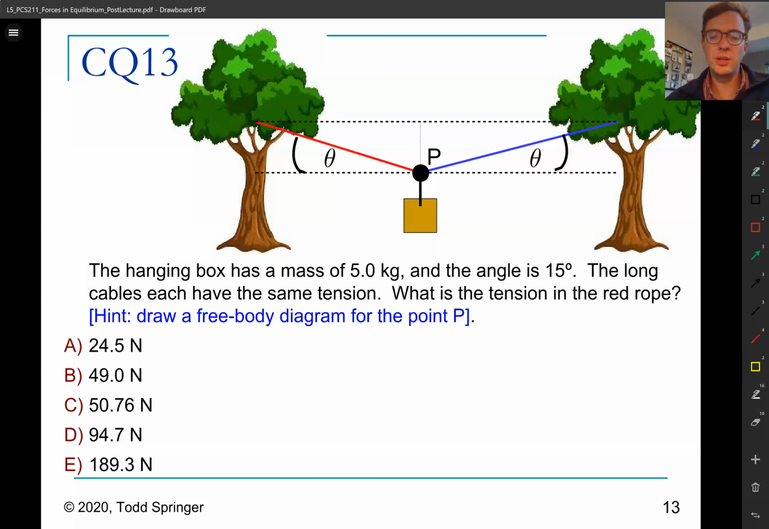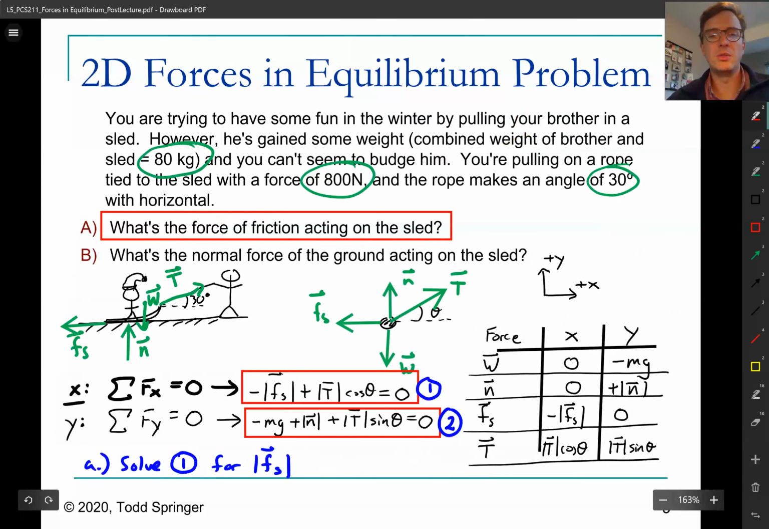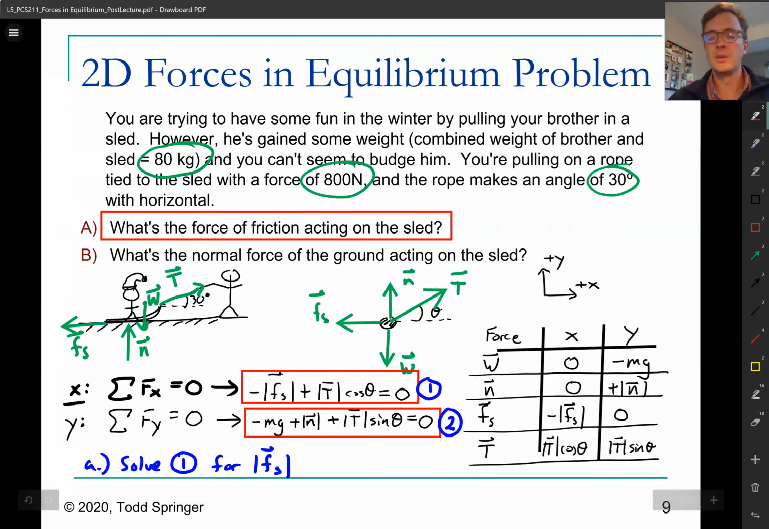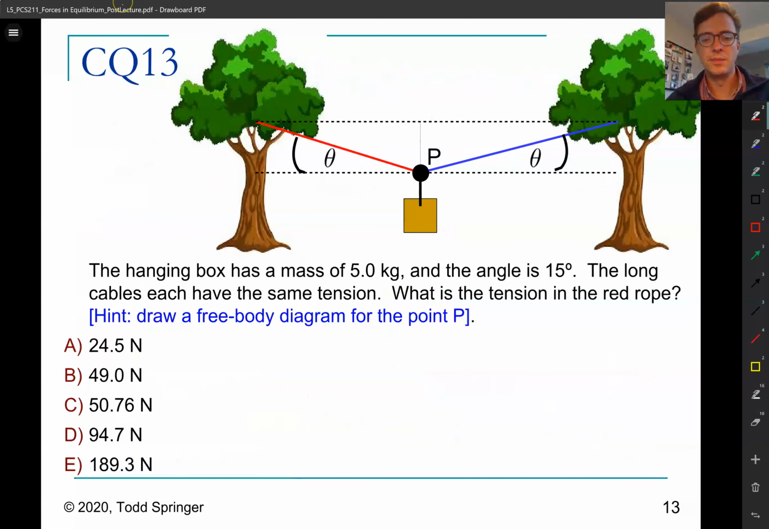So what I would like you to do here is pause the video, take out a piece of paper, try to work this one out. And if you don't know where to start, go back and you do these steps. So draw a free body diagram, choose the coordinate system, break the forces into components, add up the forces in this table, and then set them equal to 0. Okay. So do you have an answer yet? Hopefully you've worked it out. At the point P, I'm drawing a free body diagram for the point P, so I have to think about what is touching that point.